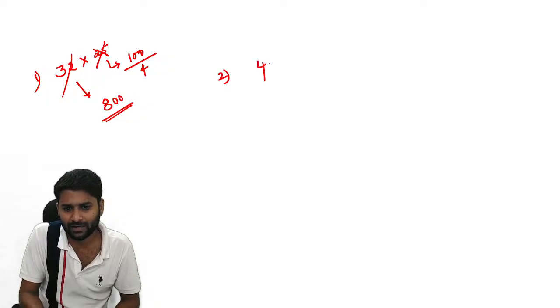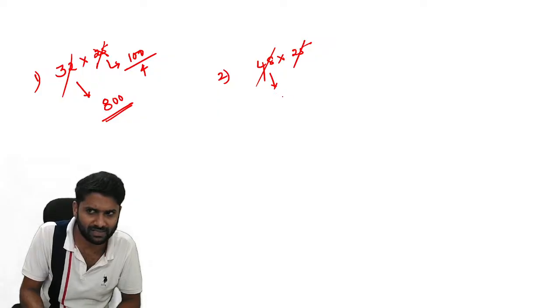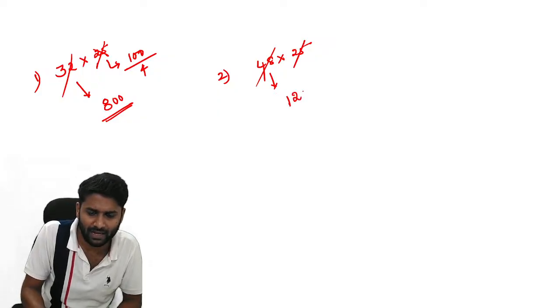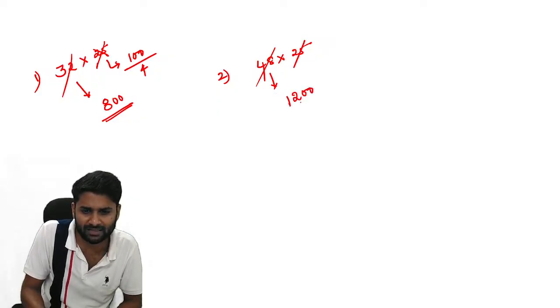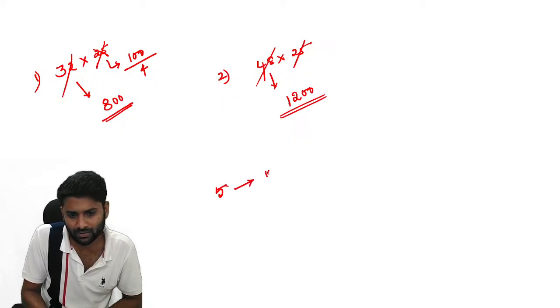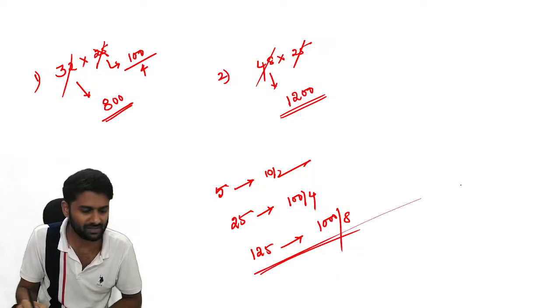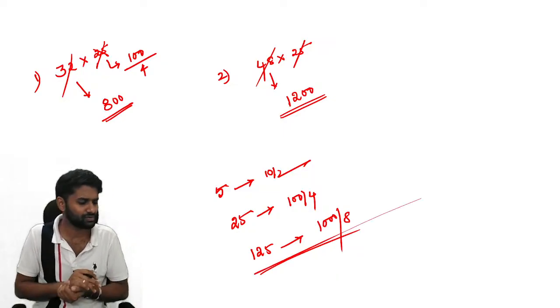Let's do 48. If 48 is multiplied with 25, same way, 48 divided by 4 is 12. And if you multiply with 100, then the resultant is 1200. Now see, 5 is all about 10 divided by 2. 25 is all about 100 divided by 4. 125 is all about 1000 divided by 8. Keep this point in your mind, you will be able to solve easily.